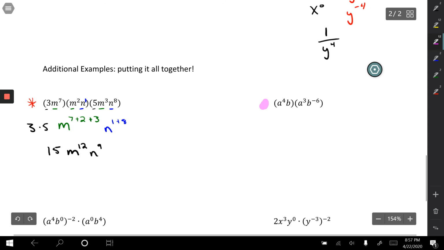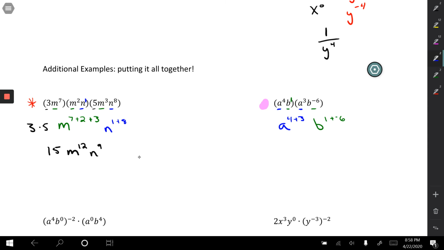And again, I see I have a couple of different things going on, but no powers on the outside to worry about. My exponents are all in a line, so I'm just going to combine them. So I'm keeping in mind, I'm looking for those bases that are the same and adding to combine. If I don't see an exponent, I need to remember that it's an exponent of 1. And in this case, I have a negative exponent, so I want to keep an eye out on that one.